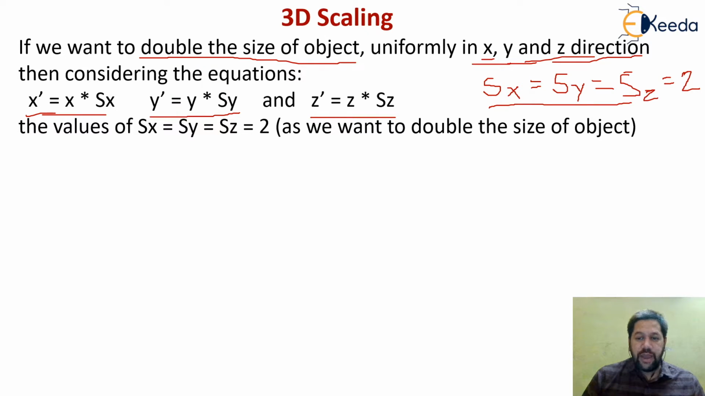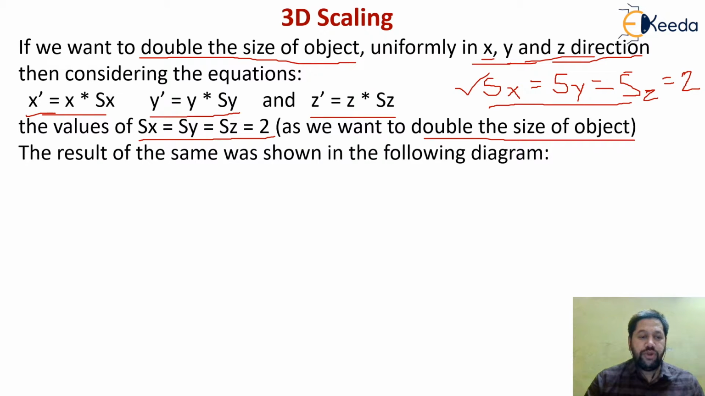Now, I have written over here the same thing. I consider the values Sx is equal to Sy is equal to Sz is equal to 2, as we want to double the size of the object. Now if I want to double the size of the object, how will the object look? Just to have an example to visualize this, I'm moving to the next slide.